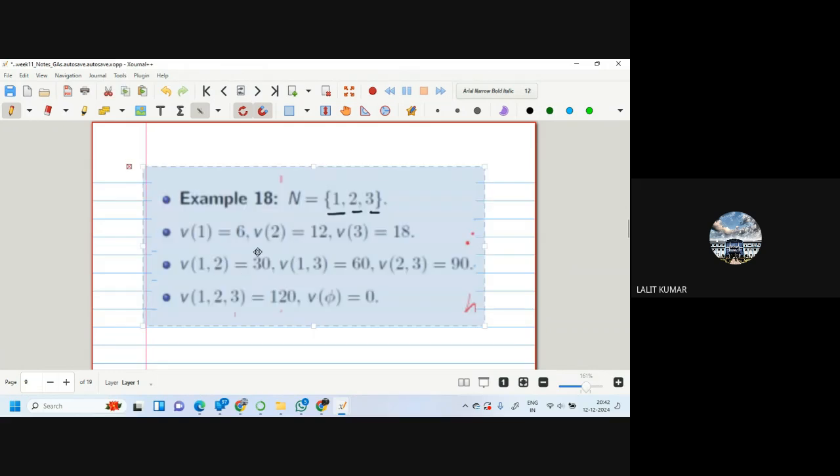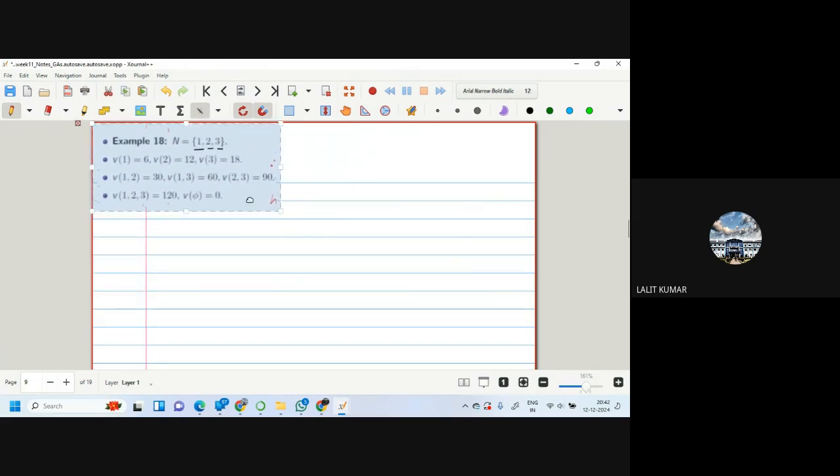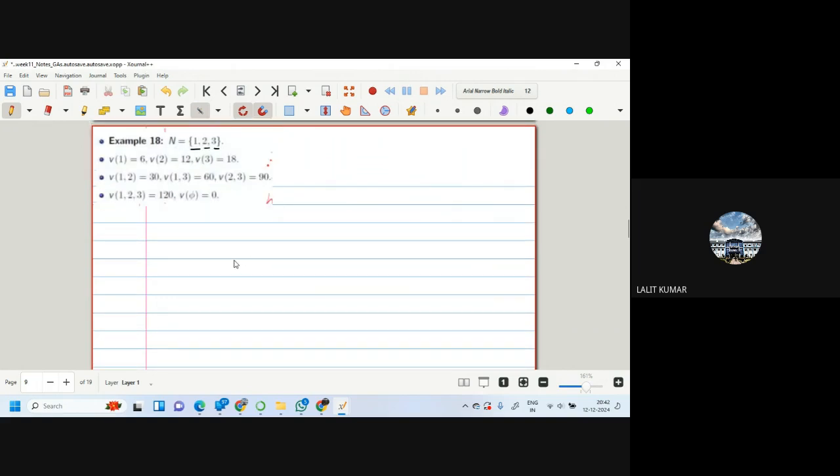So this was the question. Now what do we do in this? We write the first order, and we write marginal contributions. I'll explain the meaning of this. I write 1, 2, 3 like this.